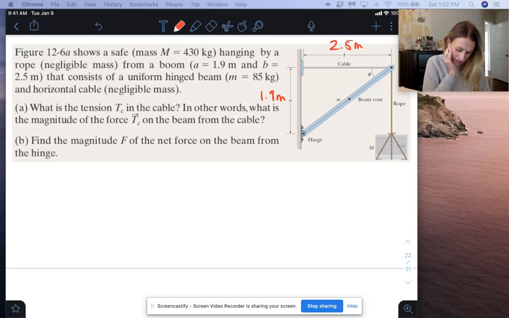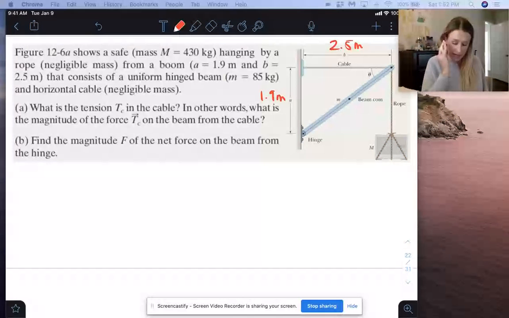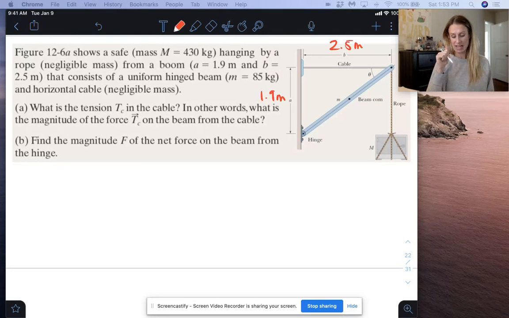That consists of a uniform hinged beam, mass of 85 kilograms. So that means the beam is what weighs 85 kilograms, and a horizontal cable of negligible mass. A, what is the tension in the cable? In other words, what is the magnitude of the force TC on the beam from the cable? And then B, what is the magnitude of force F of the net force on the beam from the hinge?